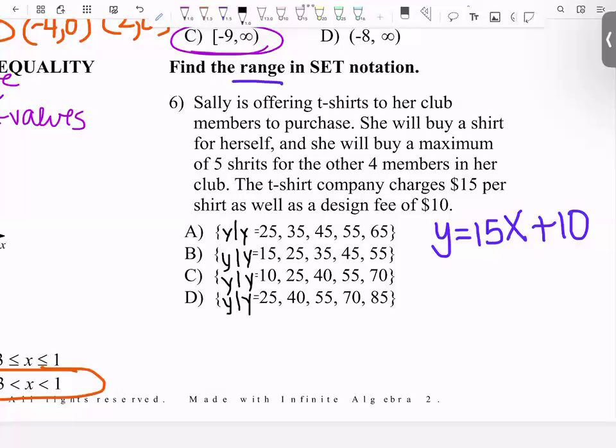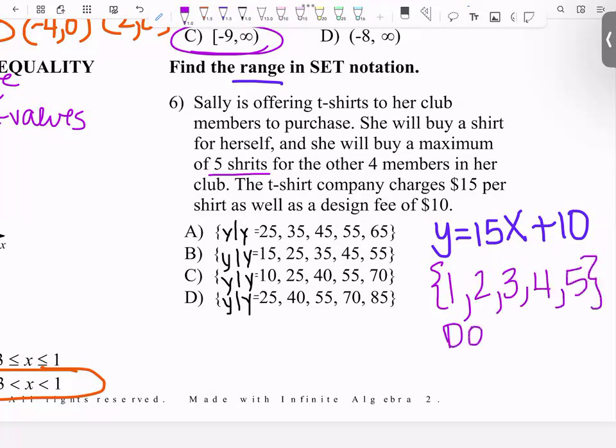So for these, we're trying to find the range. Our domain would be 1, 2, 3, 4, or 5. She knows she's going to buy a shirt for herself. And then she could possibly buy 4 for her other 4 members. So she could buy 1, 2, 3, 4, or 5 shirts. That would be our domain.